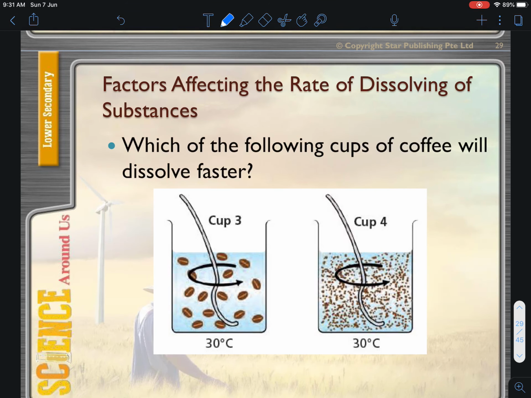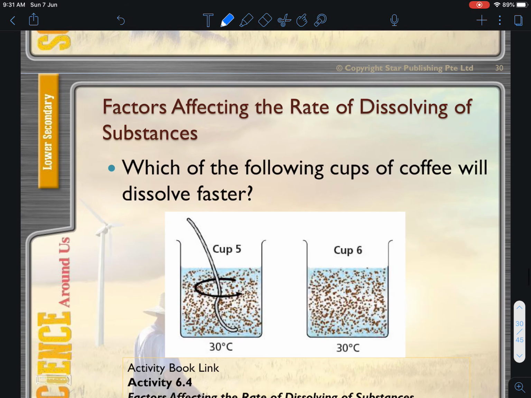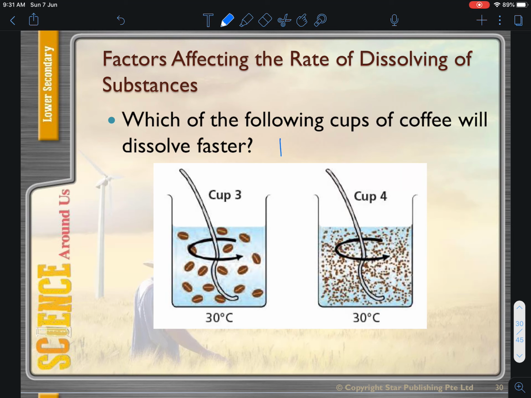It's actually due to this concept of energy, in this case kinetic energy. So what is kinetic energy? Kinetic energy can be considered as energy that contributes to movement.